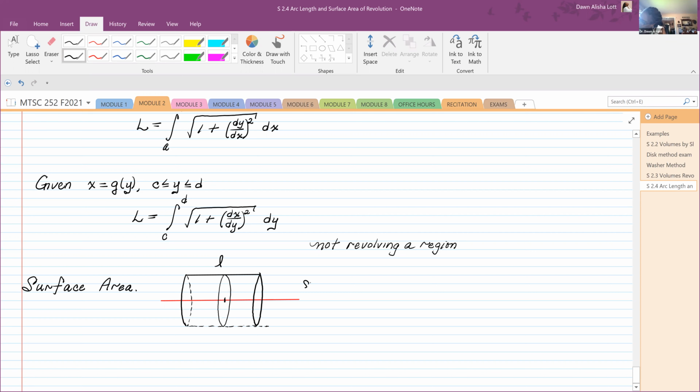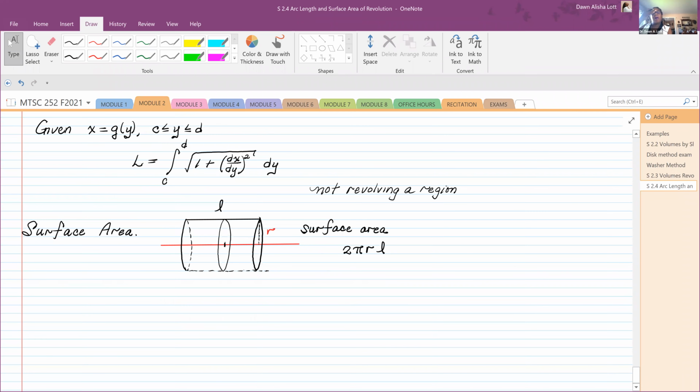So now the surface area is simply going to be 2 pi times the radius of this thing times the length L. So my radius is whatever the radius of that thing is, R, and that is the length of that. So if I cut it and flattened it out, I'm going to have a rectangle.